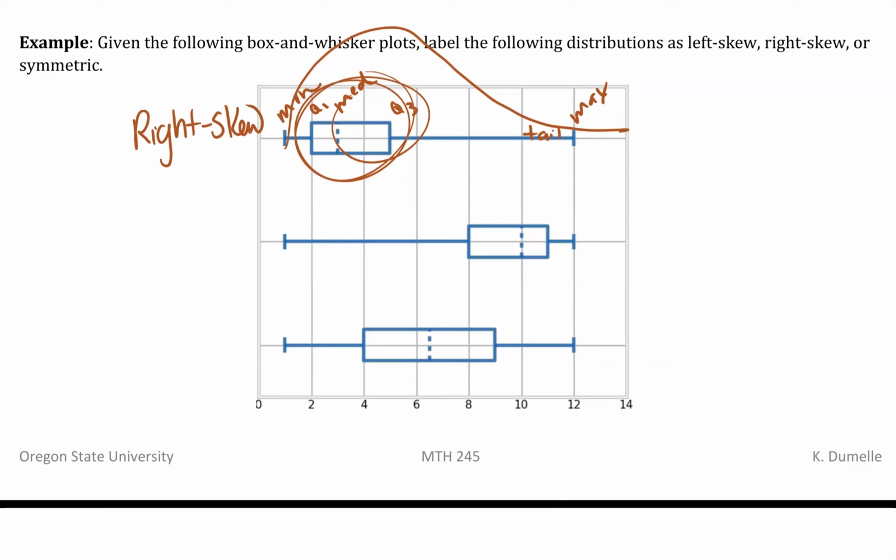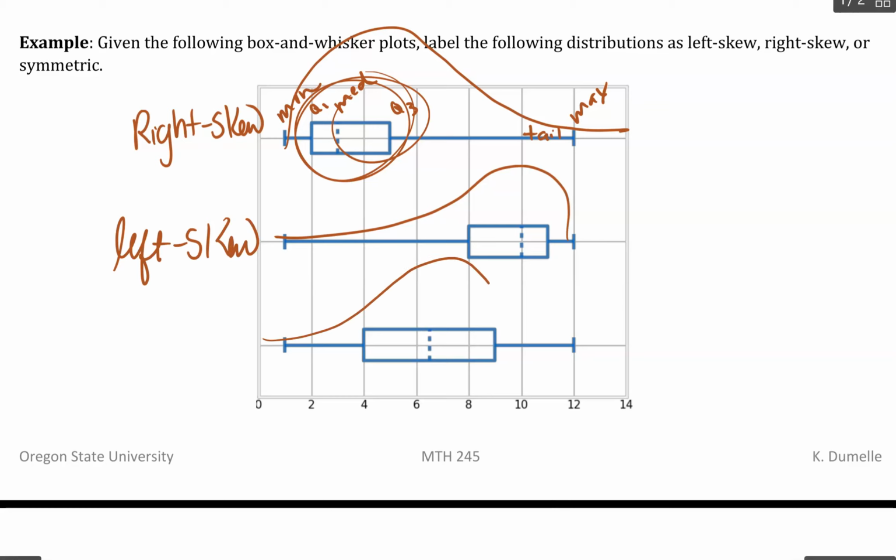It's kind of opposite over here. We have the bulk of our data here on the right, and then it tapers off to the left. So we have our tail on the left, which is a left skew. And then the last one here looks like there are even tails, and the data is centered in the middle there. So we call that symmetric.